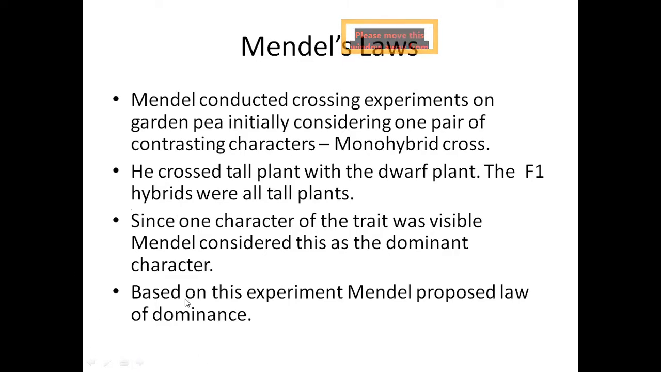Now let us see what these Mendelian laws are. Initially, as I told you, Mendel conducted his crossing experiment on a single character, a single trait of the pea plant, which is considered a monohybrid cross. This trait has contrasting features. For example, if you consider the height of the plant, tall and dwarf are the contrasting features. So he crossed the tall plant with the dwarf plant. In the F1 generation, he observed that all the plants were tall.